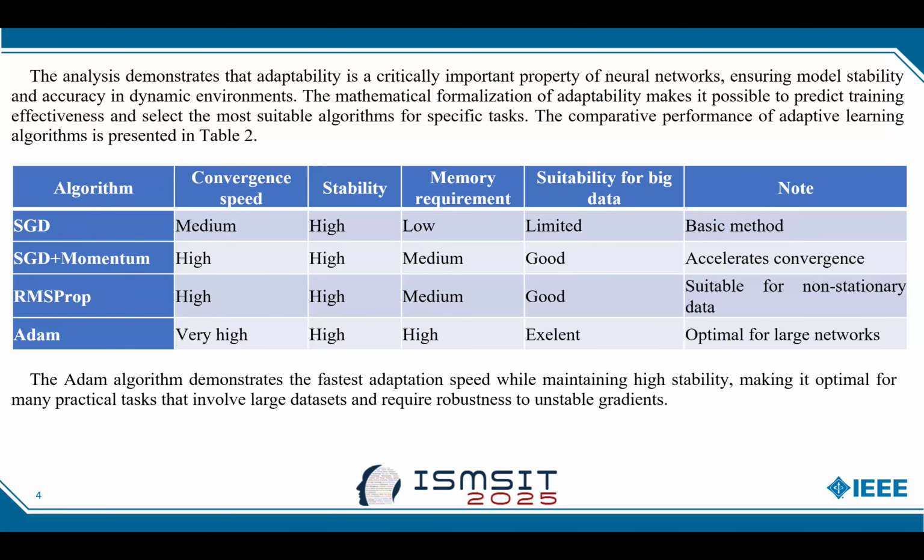Adaptability is a key property of neural networks. It ensures model stability and accuracy even in dynamic environments. By formalizing adaptability mathematically, we can predict training effectiveness and select the most suitable algorithm for specific tasks. For example, on the slide here, you can see that the Adam algorithm provides rapid adaptation while maintaining high stability, making it ideal for large datasets and applications that require robustness to unstable gradients.